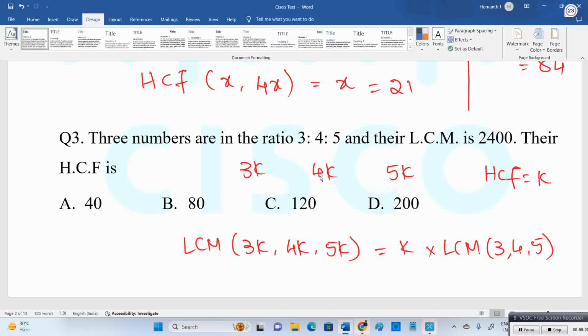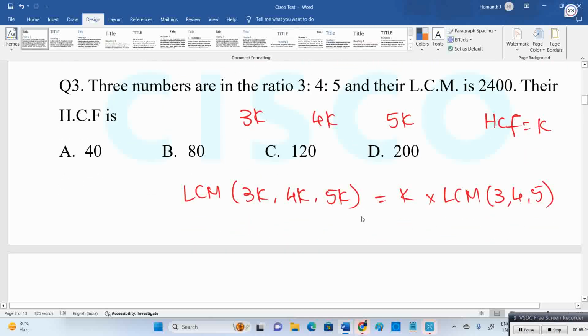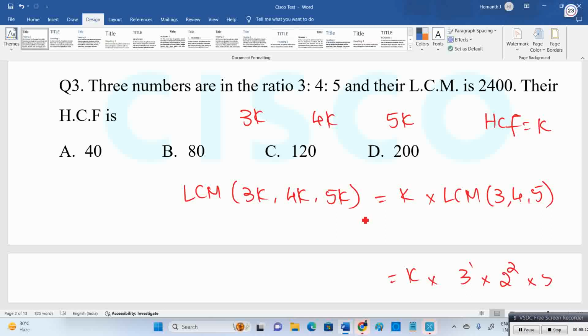So always pull that common thing out and do the remaining LCM for 3, 4, 5. It's nothing but 60, because 3 power 1 into 2 square into 5 power 1. Every number you write as prime number power, all prime numbers should be written with each one's highest power. So it will be 60K. They have given that as 2400. Yes, answer 40 is correct. Few of your friends gave that answer.